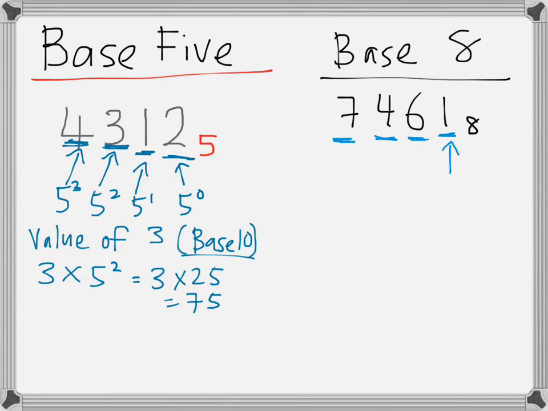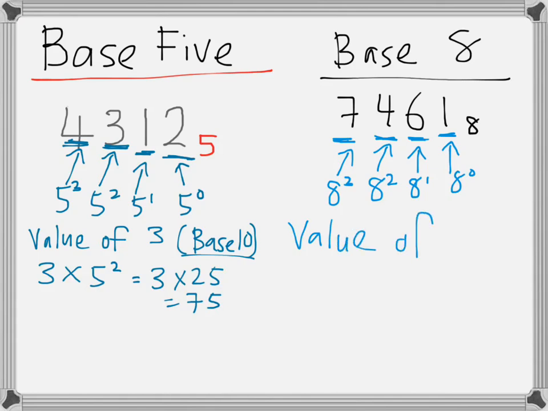So this one will be 8 power of 0. This one will be 8 power of 1. This one will be 8 power of 2. This one will be 8 power of 3. So you can continue, 8 power of 4, 8 power of 5. Okay, so let's say now I want to find the value of 7 in base 10. So from here, you can know the value of 7 will be 7 multiple 8 power of 3. Then you just press the calculator, you can get the answer.